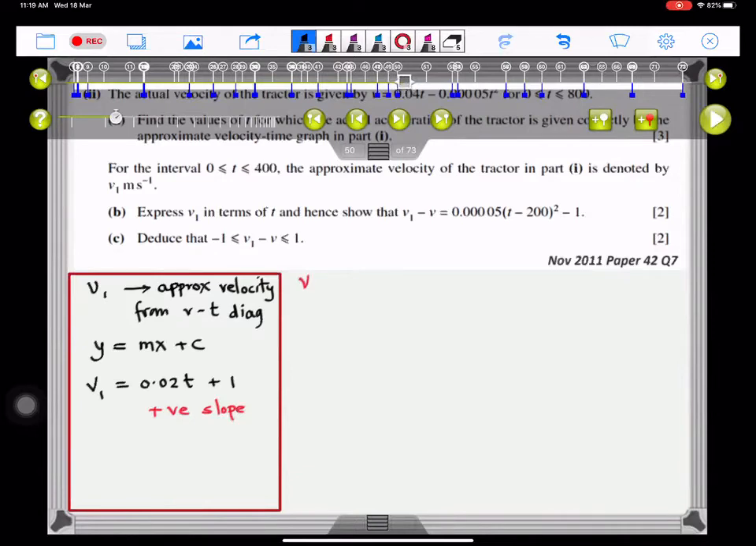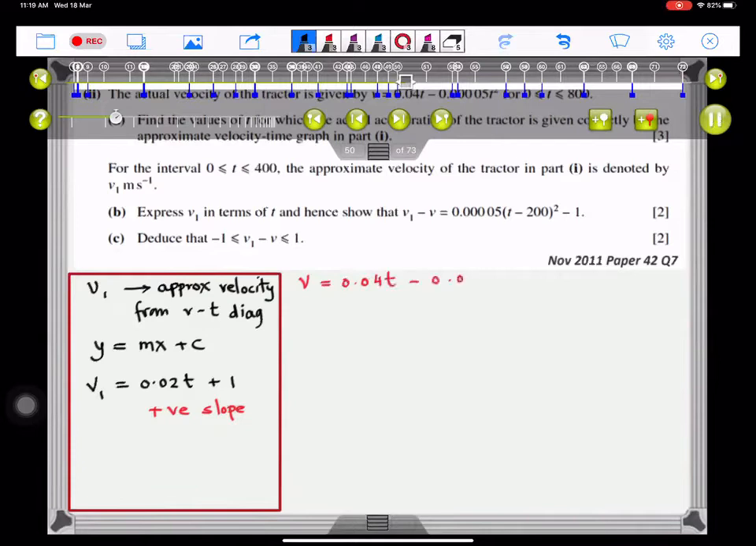Now, hence show that v1 minus v is this much. Now, this thing, of course, it's worth much more than 1 mark. The reason why the examiner is giving only 1 mark is that it's kind of tough. You are expected to display your knowledge of pure math, quadratics, completed square form, factorization, taking common, everything for 1 mark. Let's see how it's done.